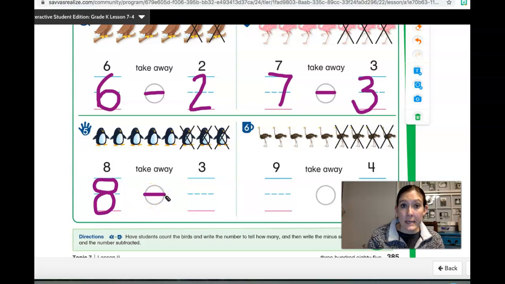Minus, because we're taking some away. How many are being taken away? 1, 2, 3. 8 take away 3 is the same as writing 8 minus 3. We use the minus to replace the words take away. Minus means take away. I'm going to skip number 6, coffee cup, for now.